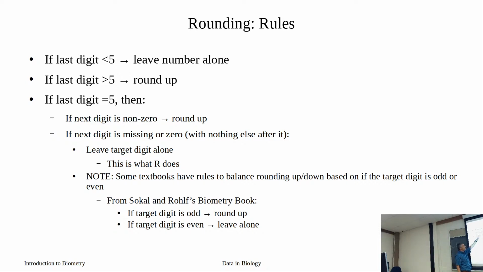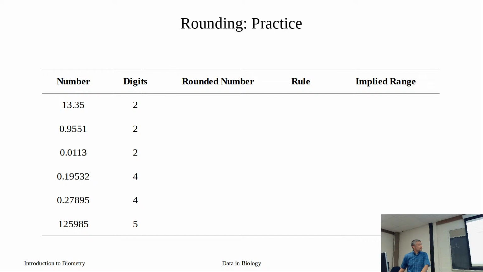We're just going to look at that digit. If it's greater than 5, we round up. If it's less than 5, we leave it alone. If it's 5, we look after it. If there's any number that is larger than 0, we round up. If it's 0 or nothing after it, we leave it alone. Easy?